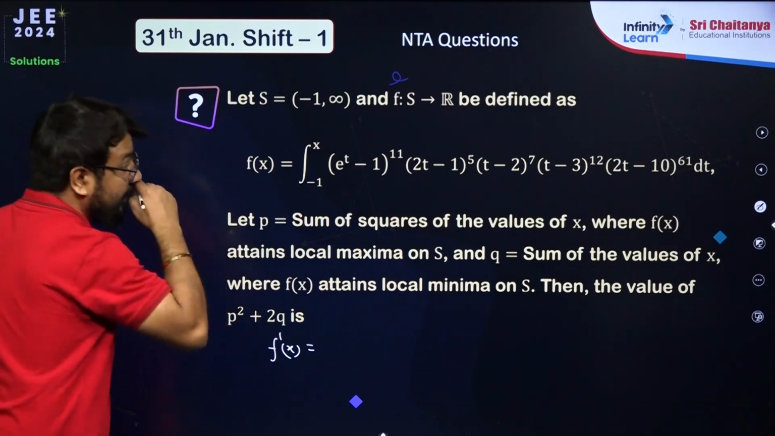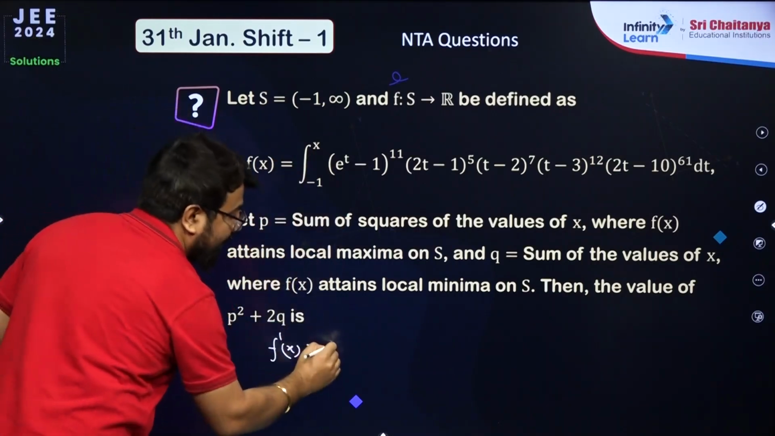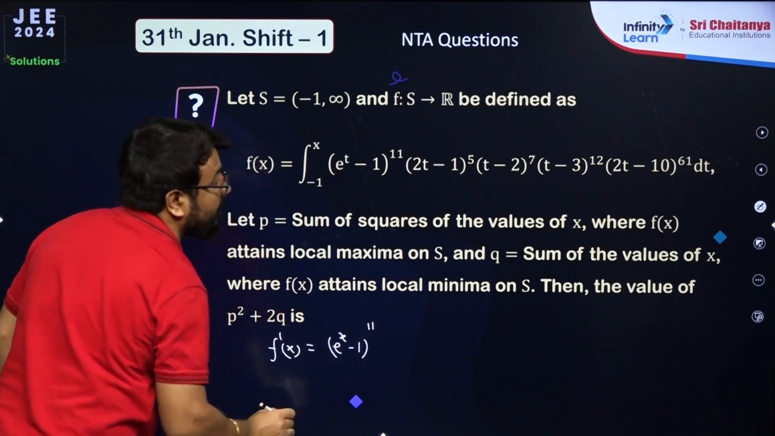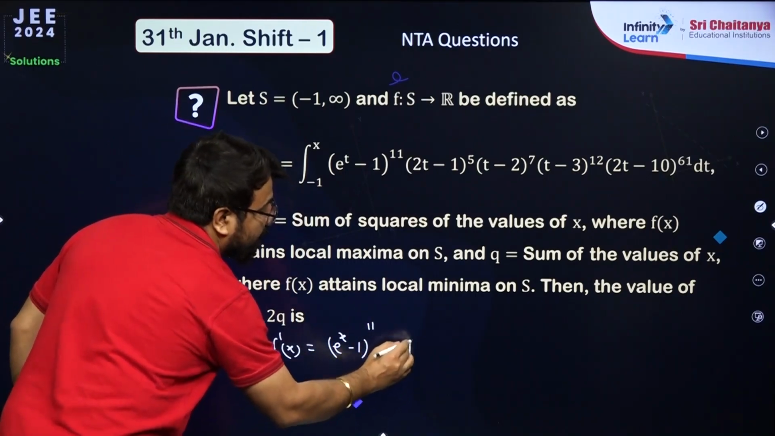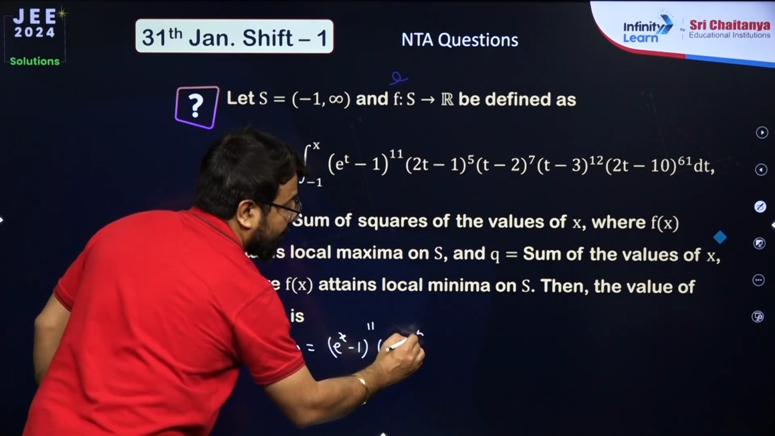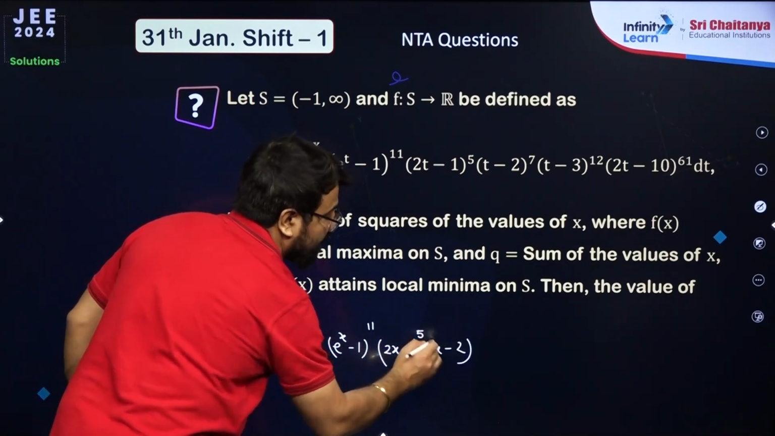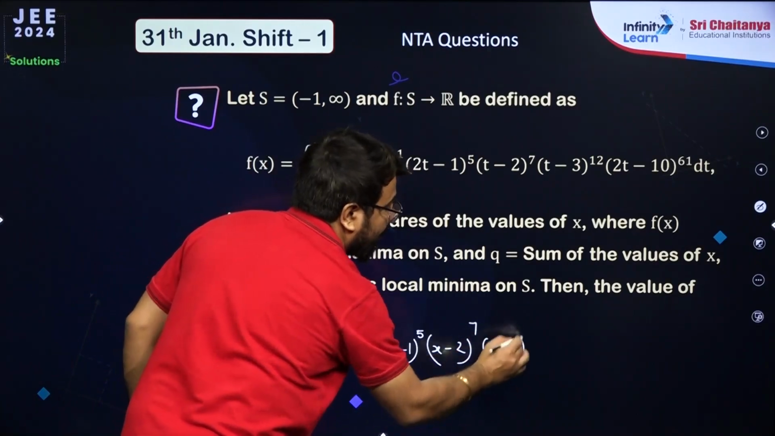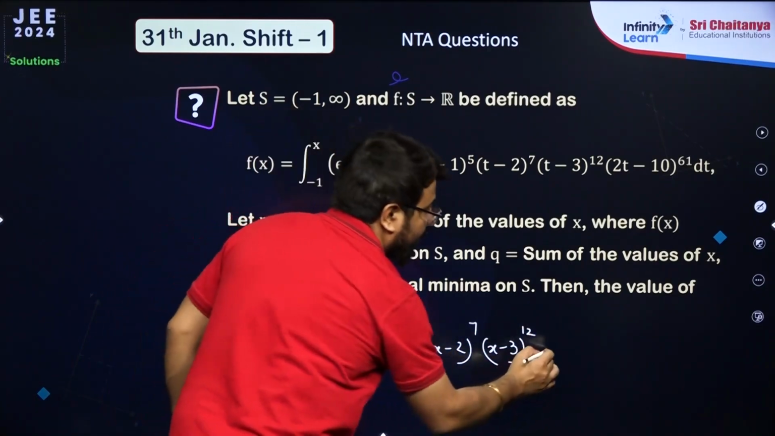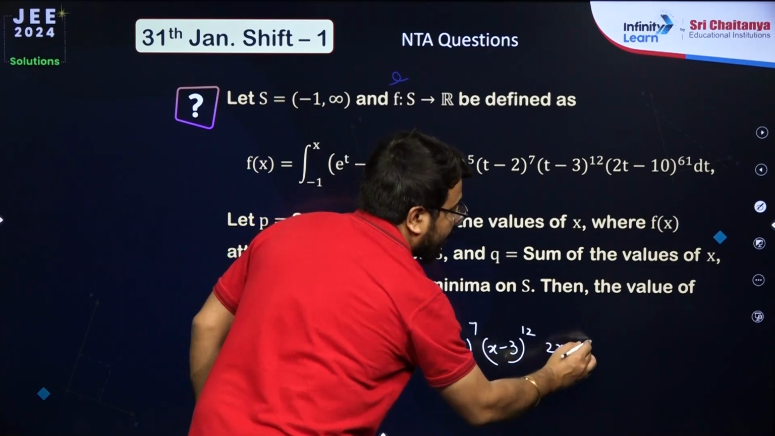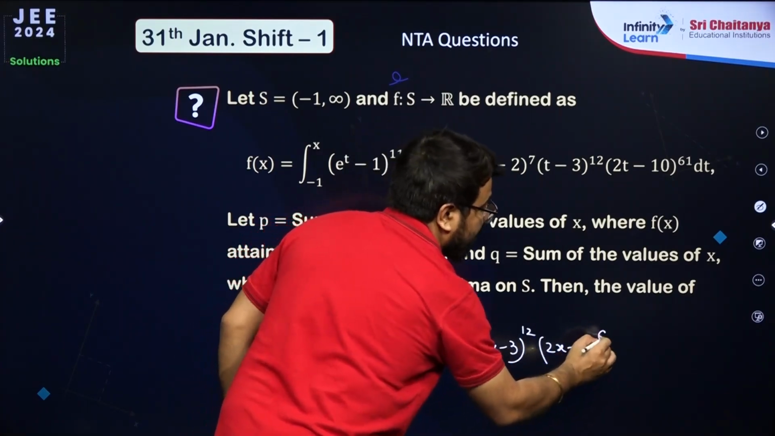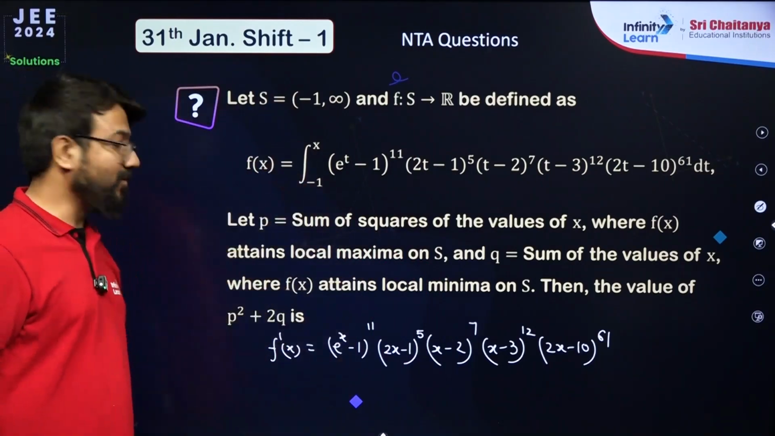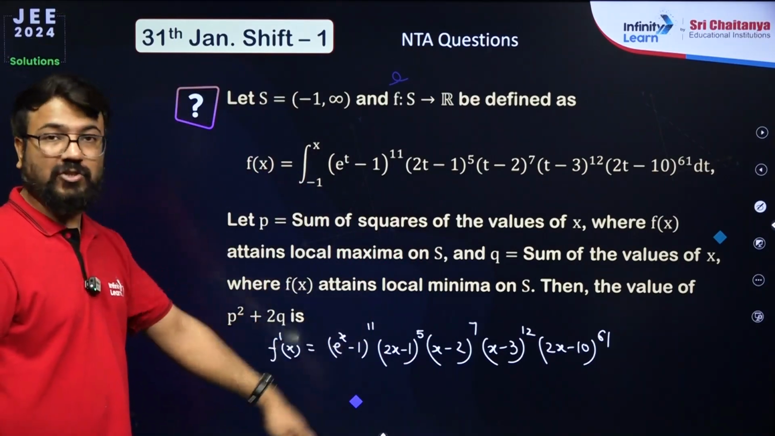If I differentiate with the Leibniz rule, first I will be replacing everywhere x, e raised to the power x minus 1 raised to the power 11, then 2x minus 1 raised to the power 5, then x minus 2 raised to the power 7, then x minus 3 raised to the power 12, then 2x minus 10 raised to the power 61. Alright, is that clear to you? And differentiation of x will be 1. So this is actually f dash.